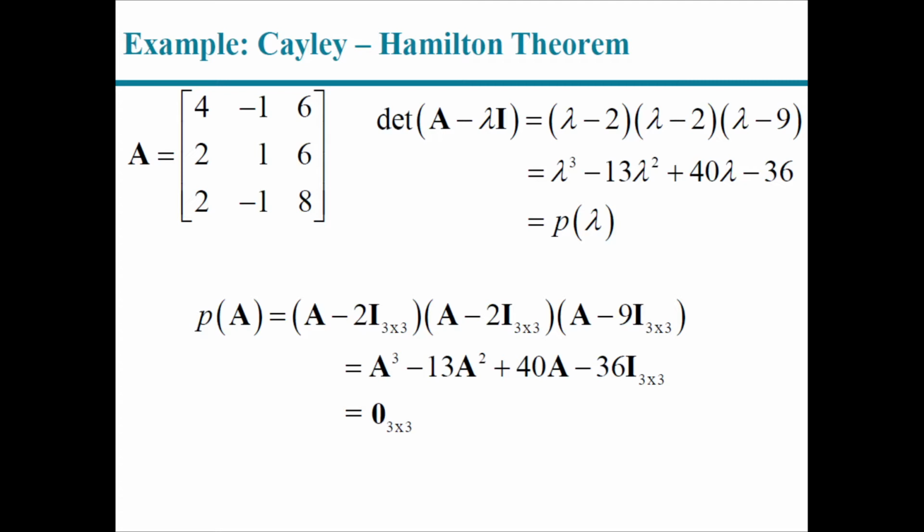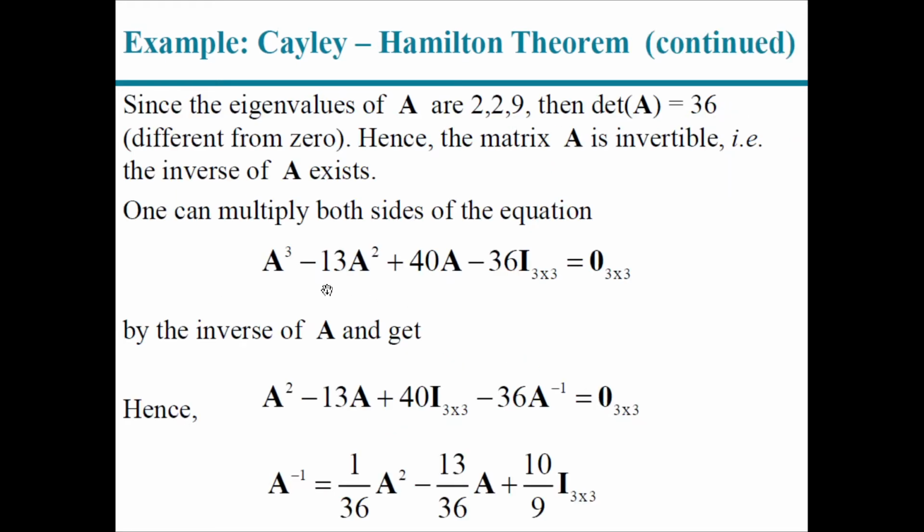Well, that's cute. Why is that important? Well, we could find A to the power 3 easily by moving the other terms to the other side, let's say. Or, if our matrix is invertible, we could find the inverse. Let's say here the eigenvalues are 2, 2, and 9, so this matrix is invertible. So I can find the inverse without computing the inverse. I can just use this equation here. I know the inverse exists. So I have this equation, which is my characteristic polynomial, where I just replaced lambda by matrix A.